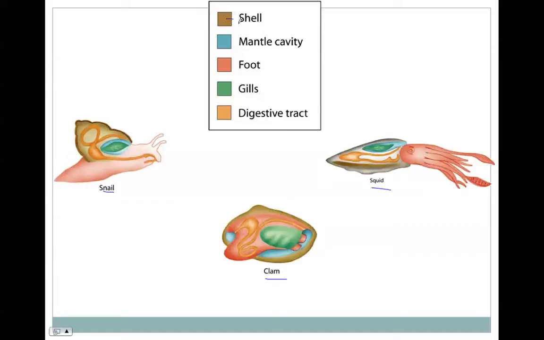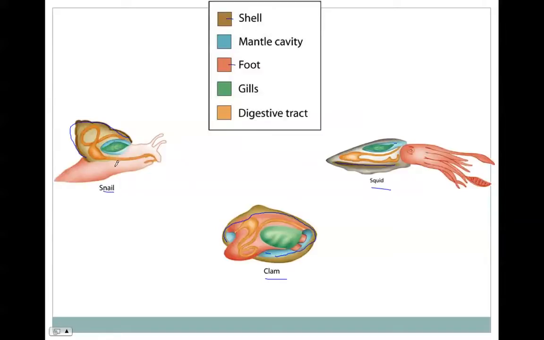So for the shell, the pen in the squid right here, well, it's now blue because I just marked it, but it was brown, and that's the shell for the squid. It's internal, but the shell for the clam is this external part all the way around it. And then as well for the snail all the way around, that's the shell. The mantle cavity is in blue for each. Right? They're different shapes and different sizes, but that's mantle cavity.